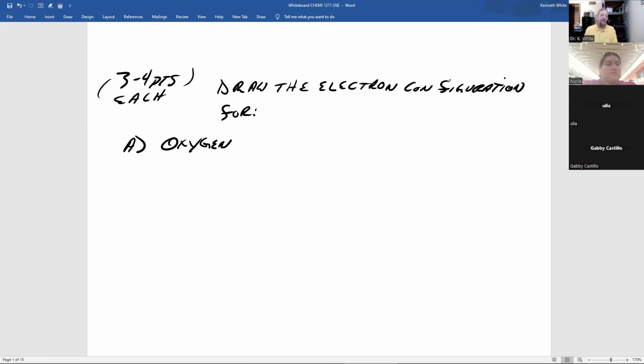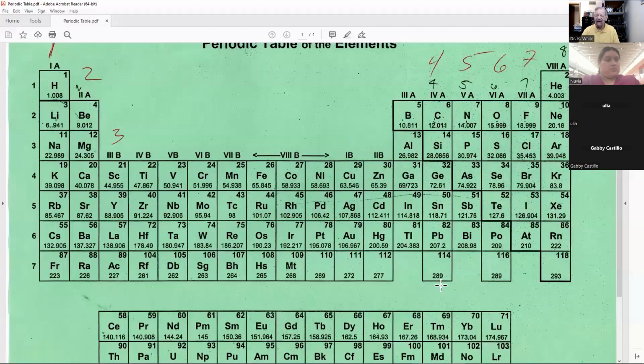So the question is 3 or 4 points, depending on my mood, each, and there'll be more than one: draw the electron configuration for oxygen. Well, first of all, you have to find how many electrons oxygen has. You go to your friendly neighborhood periodic table, not Spider-Man, and you look there and say oxygen has chemical symbol O. And the atomic number gives you the number of protons and the number of electrons. So how many electrons does oxygen have? 8.